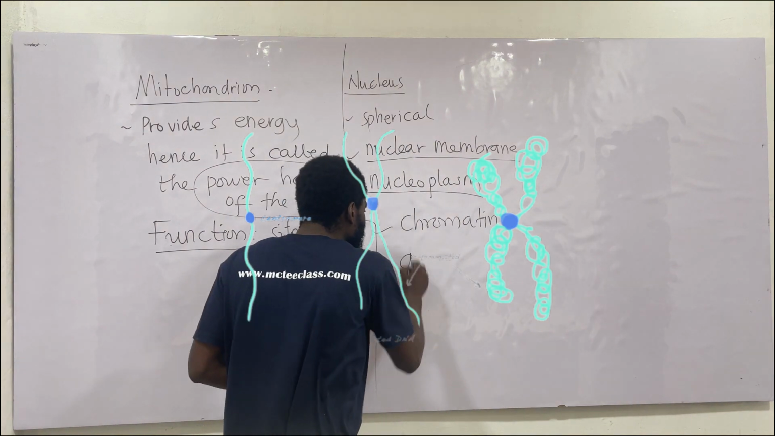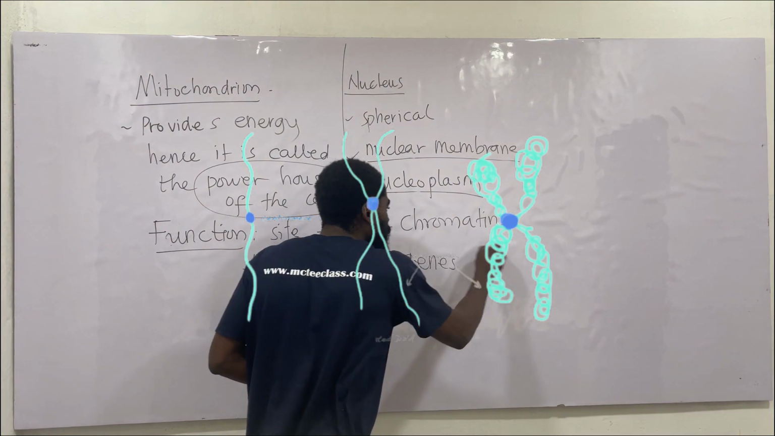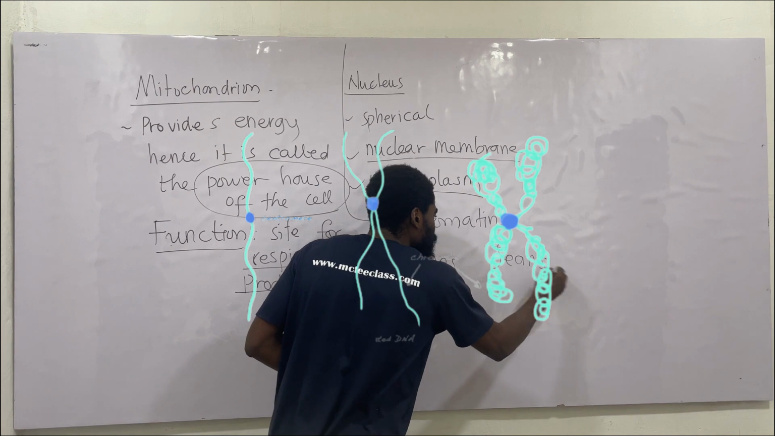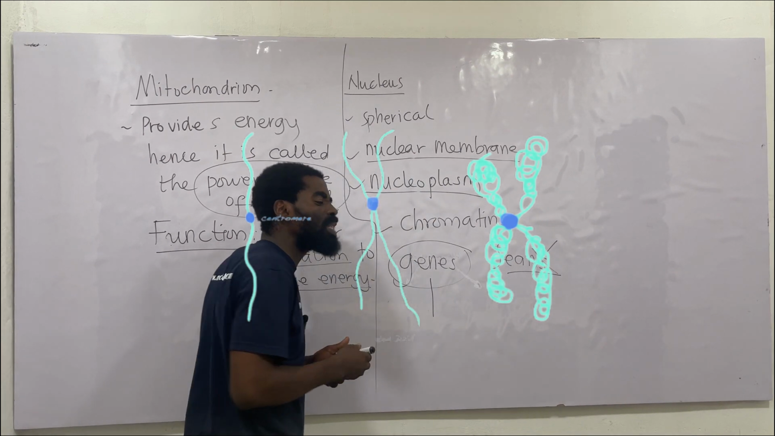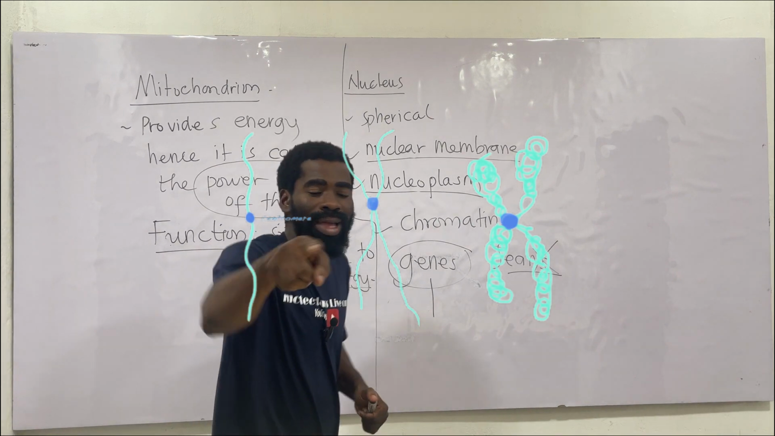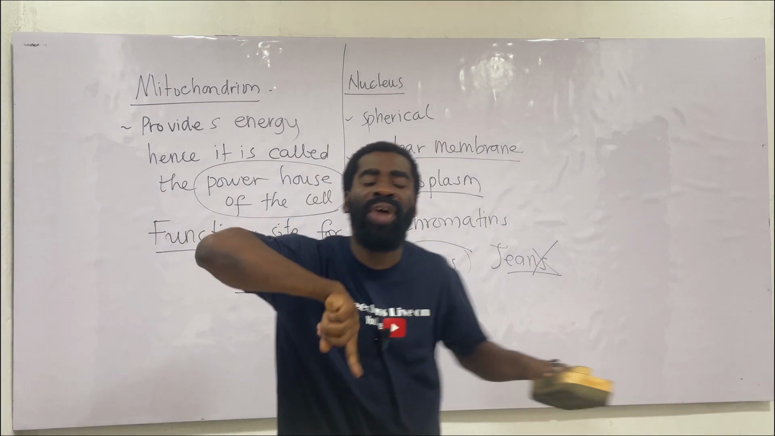And genes is spelled G-E-N-E-S, not J-E-A-N-S, but the genes is spelled this way. Now, these genes are responsible for the way you look. That is why you look like your mother or your father.